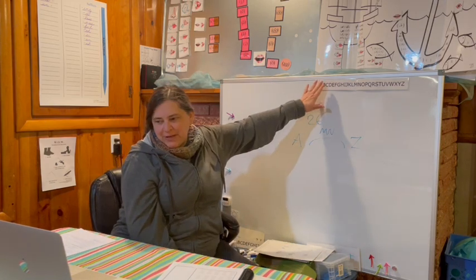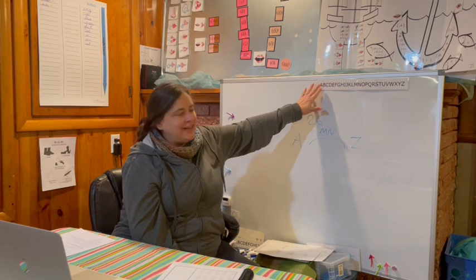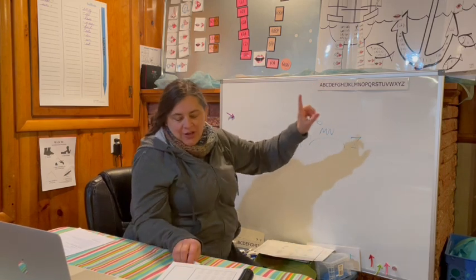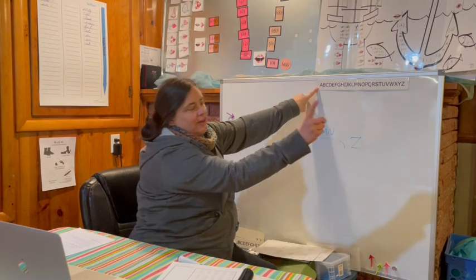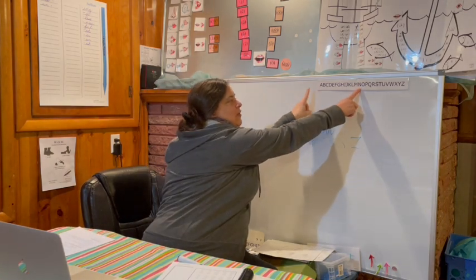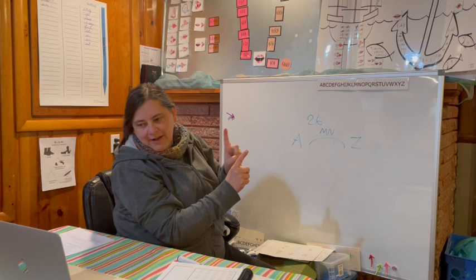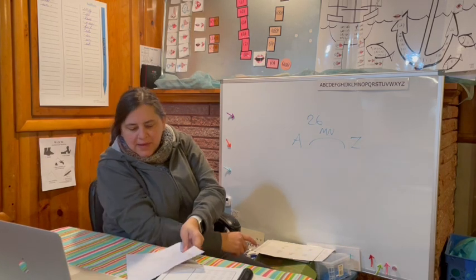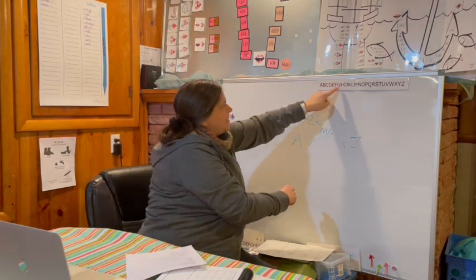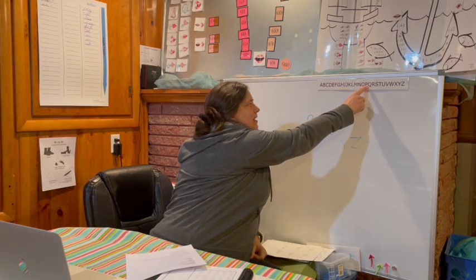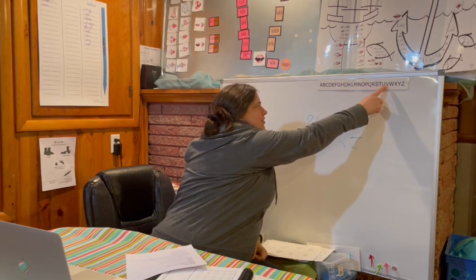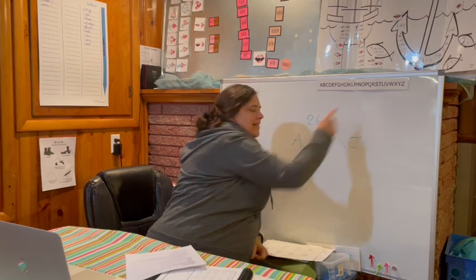Okay, do you have your alphabet strip? Yes. Okay, so we're going to take your beforehand finger and put it on the A and your afterhand finger and put it on the N, and then we're going to touch and name the letters of the alphabet strip. A, B, C, D, E, F, G, H, I, J, K, L, M, N, O, P, Q, R, S, T, U, V, W, X, Y, Z.